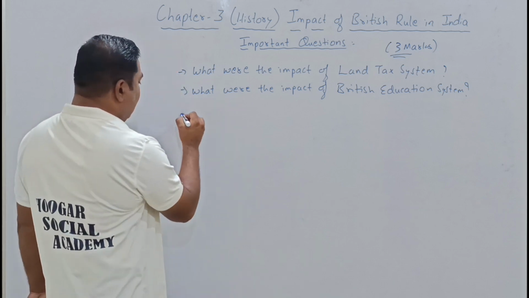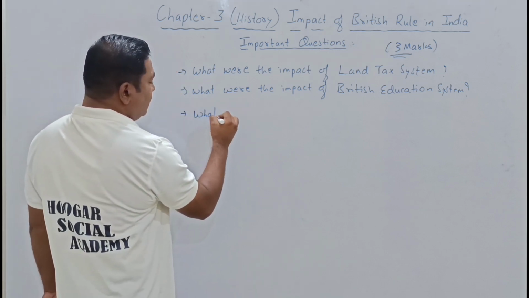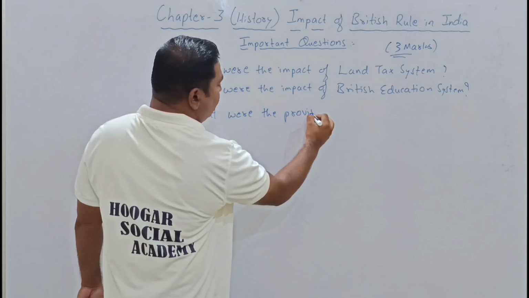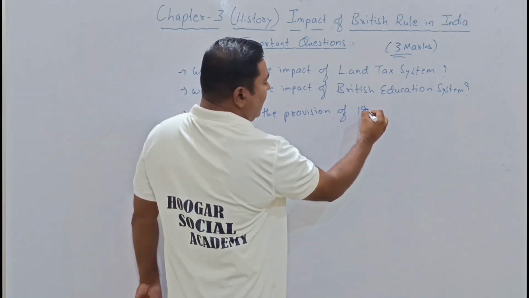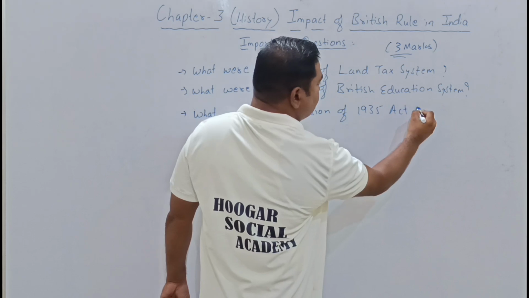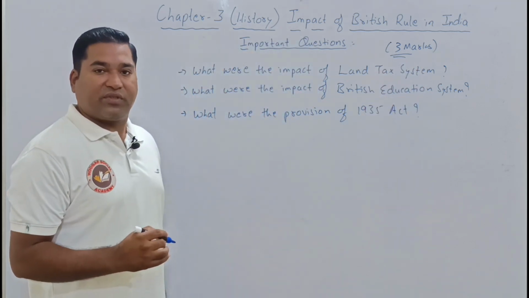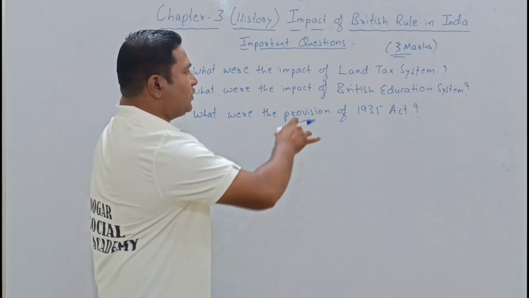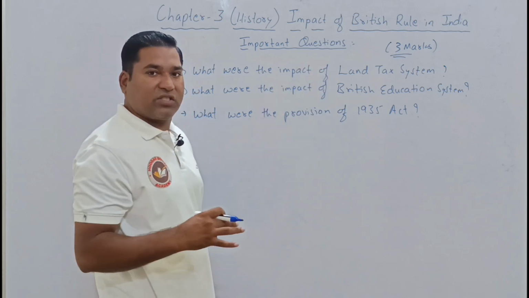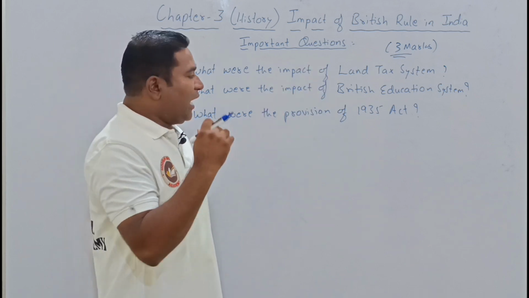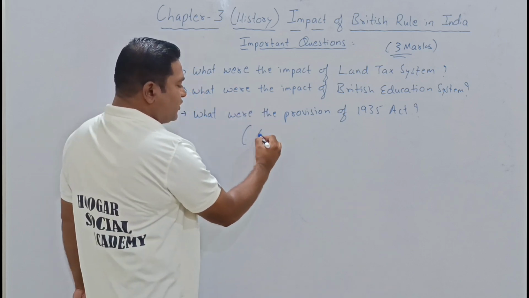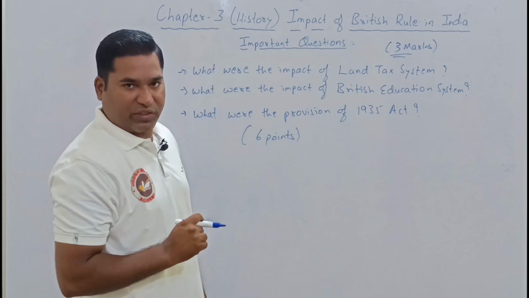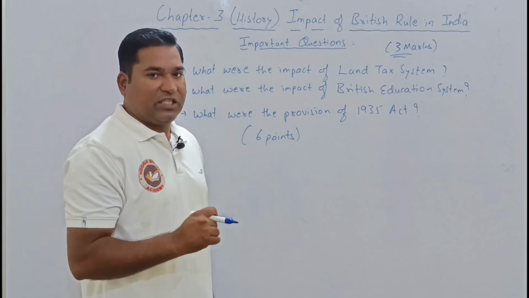Okay, and next, what were the provisions of the 1935 Act? So these are the very important 3 marks questions. And here also for the 3 marks, how many points are you going to write? You are going to write 6 points for each question.